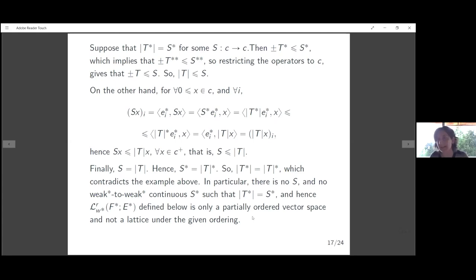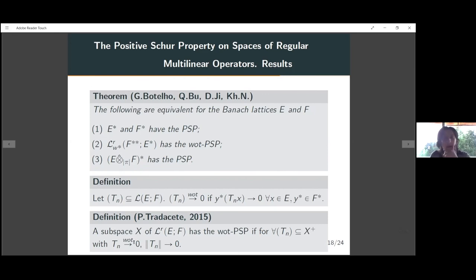And having this discussion, it will be interesting to go forward to our next result. What we have here is that for the Banach lattices E and F, the following properties are equivalent. First, that the duals of E and F have the PSP. This is equivalent to the space of regular weak star to weak star continuous operators from the double dual of F to the dual of E having the weak operator topology PSP.